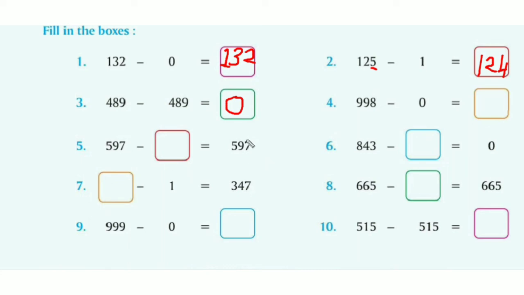Now the fourth one you are going to solve. Now see this fifth one. 597 minus what equal to 597. हम जब किसी भी नंबर से ज़ीरो सब्ट्रैक्ट करते तब हमें वही नंबर मिलता है. Okay, so I hope it's clear to you and this other example you are going to solve.